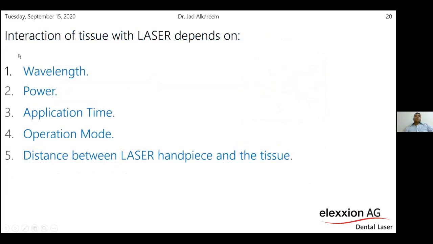Then we will go to the most important 5 points, which give you more idea about how the laser is going to work with your tissue. First, you have to know the wavelength of the laser, the power, the application time, the operation mode, and the distance between the laser and your tissue. Those are the important 5 points which will let you know how to use the laser.